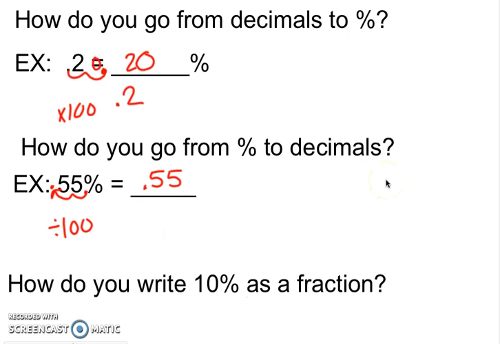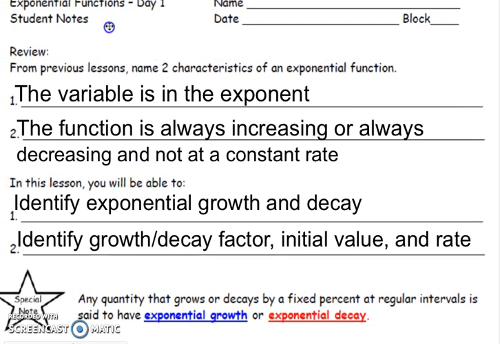How do you write 10% as a fraction? First, you need to go to a decimal form, which is 0.1. So 10% is the same as 1/10. Okay. These two are the main, most common ways from going from decimal to percent and percent to decimal. So let's take a look at the notes first.